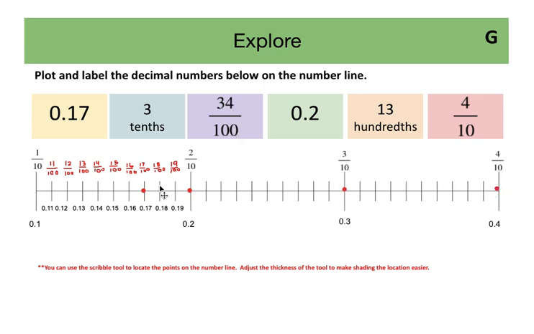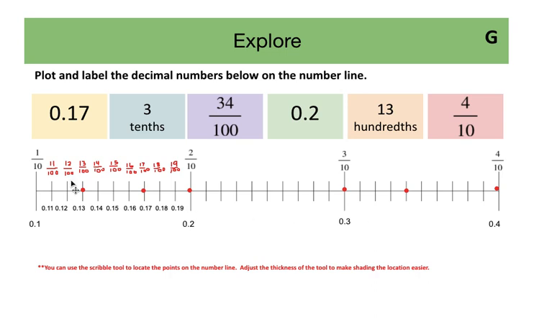Okay, so we still have to plot 34 hundredths. So here we have 3/10, so this would be 31 hundredths, 32 hundredths, 33 hundredths, 34 hundredths. And we still have to plot 13 hundredths. That one's kind of easy since it's labeled for us as well. So you'll notice that some of the numbers were a lot easier to plot, right? Your 3/10, your 2/10, your 4/10, because those are labeled for us.